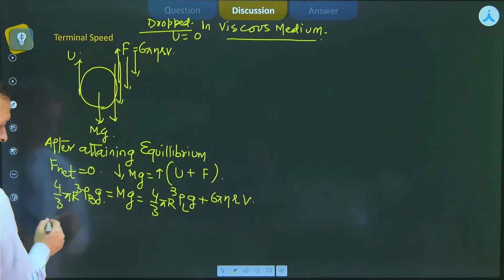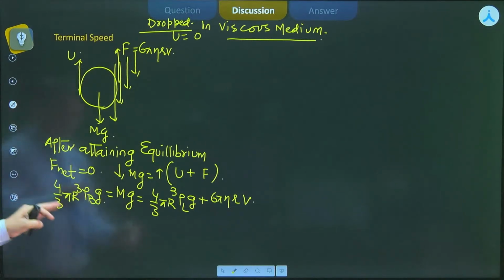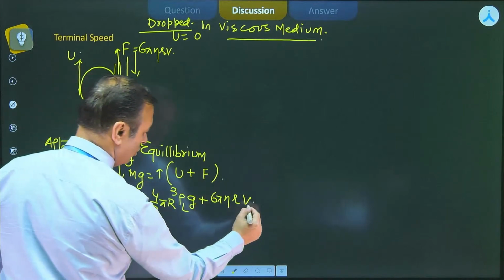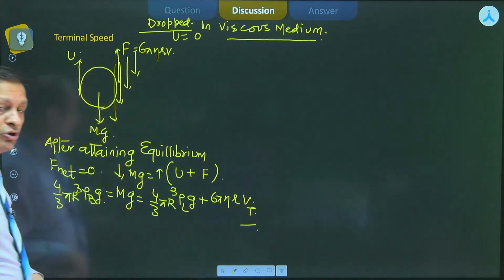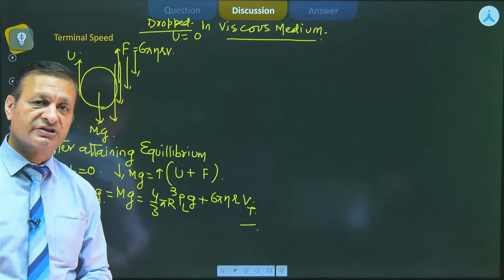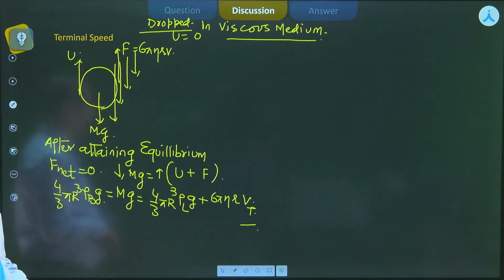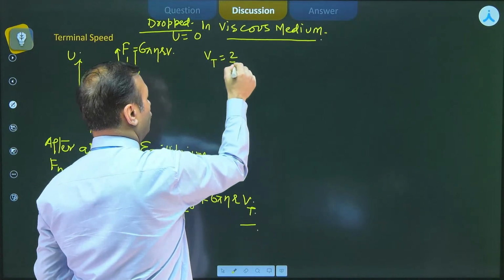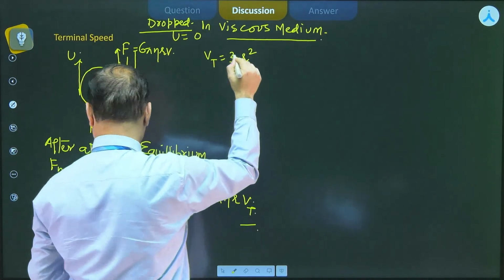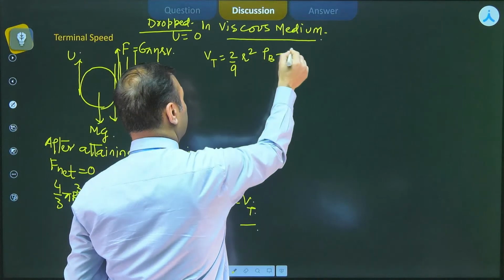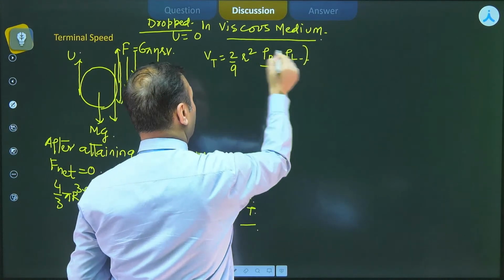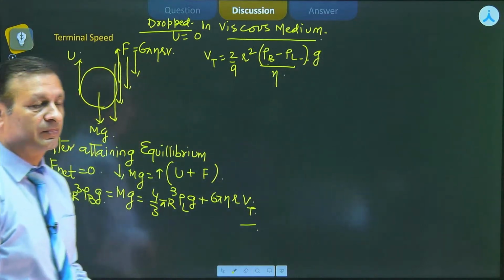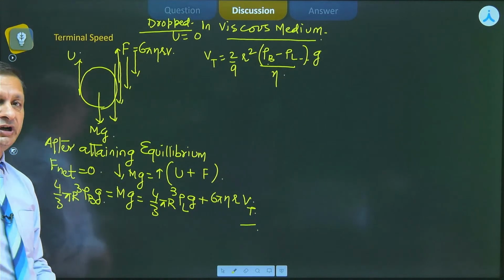When the body attains equilibrium, it continues to move with the constant speed so acquired, and that is called its terminal speed. Acceleration of the body will not be there, so terminal speed comes out to be 2 by 9 r square, density of body minus density of liquid, into g, per unit eta. So this is a very, very important formula.